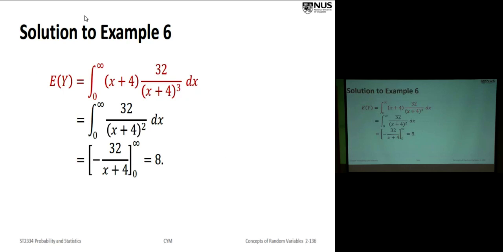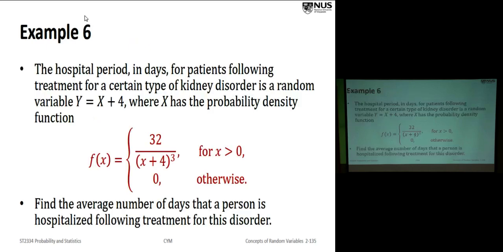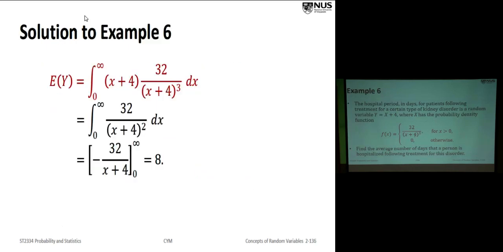So x plus 4 times x plus 4 to the power 3 divided by that, is 32 over x plus 4 squared. And now we're in a fairly straightforward situation because integrating this one is straightforward, it's minus 32 over x plus 4 divided by that. So if you differentiate this one, you're going to go back to there. And the integral exists because when I go to infinity, this thing is 0. And when I get 0, I get minus minus 32 over 4, which is 8. So on average, the individuals are spending 8 days in recuperation after this treatment for kidney disorder.